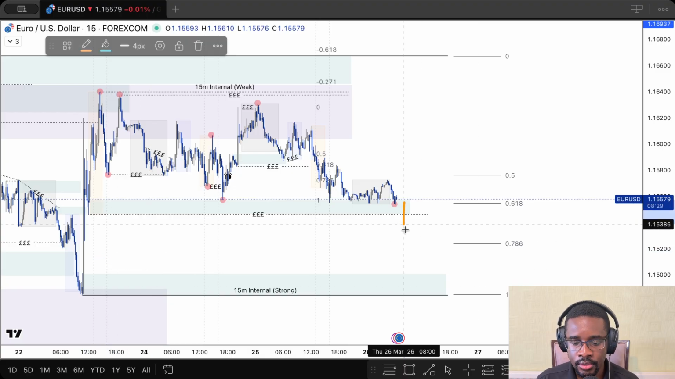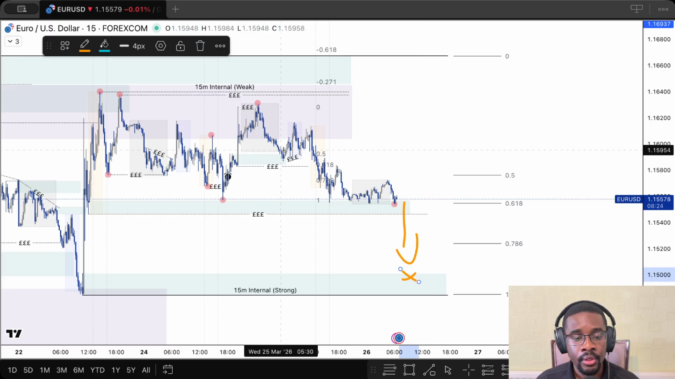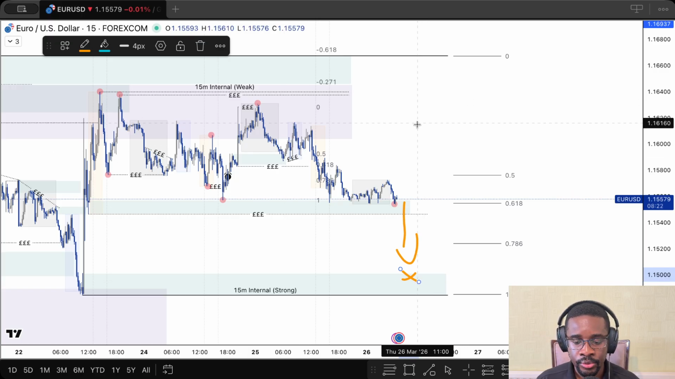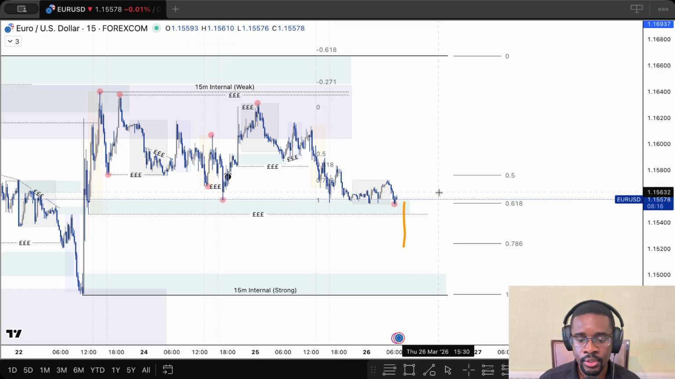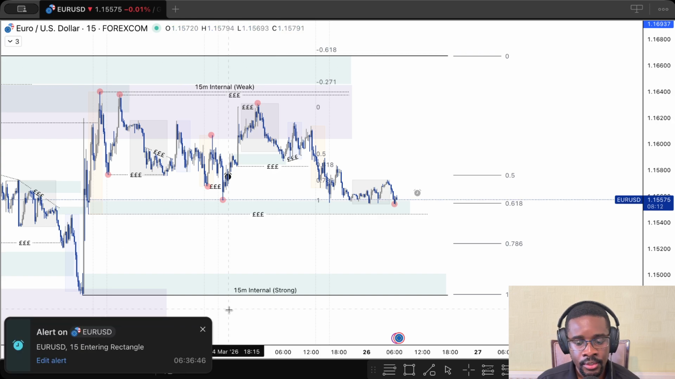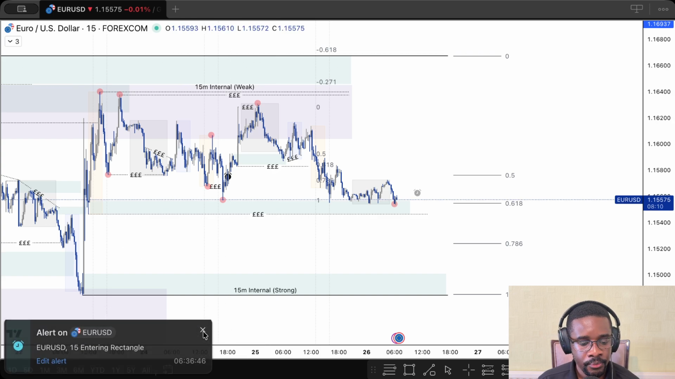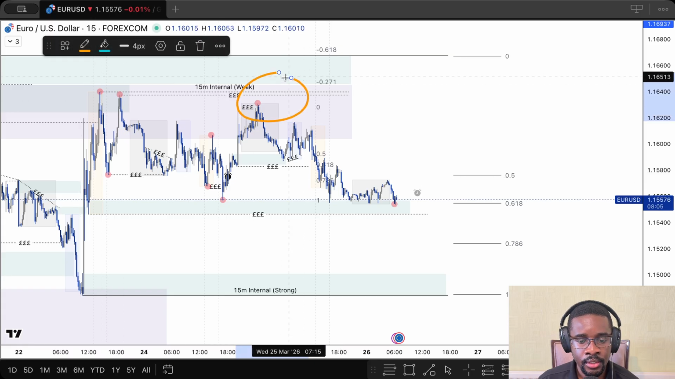So price could continue to drop, maybe towards this area, if we're going to continue with the swing direction, which will be pro swing, counter internal. So we've mitigated the extreme. Price did push up and mitigated the extreme of the swing leg.